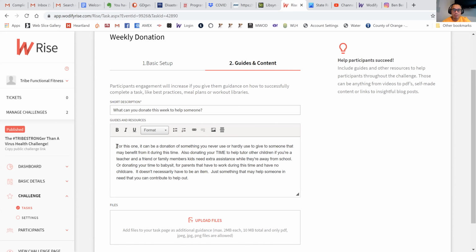So what we wrote in here is, for this one, it could be a donation of something you never use or hardly use to give to someone that may benefit from it during this time.